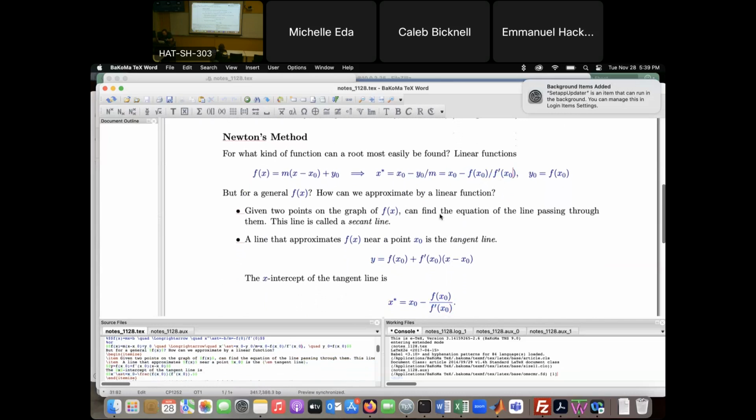So now I can say that this x star, which is the exact root of the tangent line of f, can be taken to be an approximate root of f itself. Now, I'm not saying it's necessarily a good approximation, but it is an approximation nonetheless.